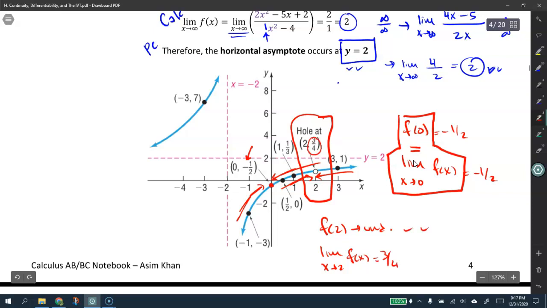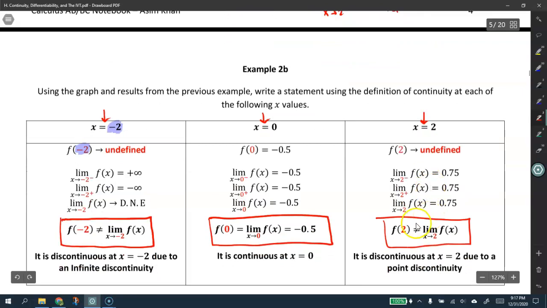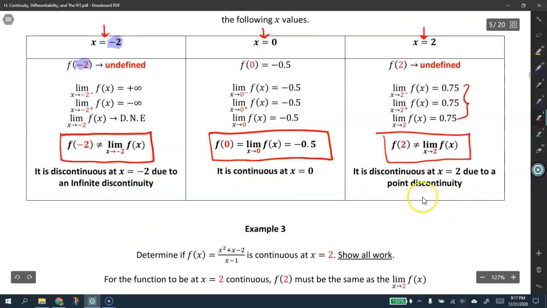The problem is the fact that you have an undefined function, right? So what we say is when x is equal to 2, the function value there is not equal to the limit value there, because the function is undefined and the limit is equal to 0.75. Now those two are not matching. And because of that, we say that it is discontinuous. But beyond that, we also conclude that this is a point discontinuity.